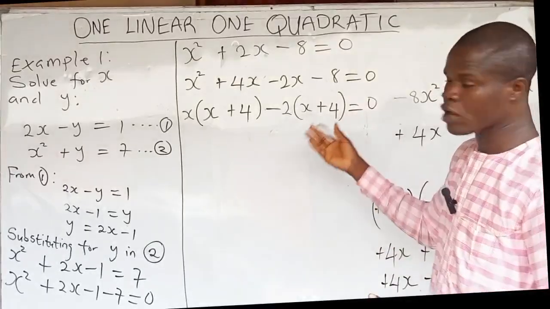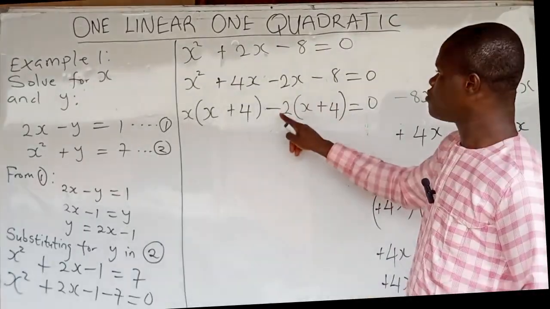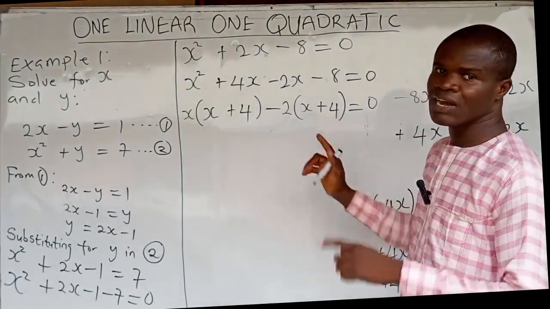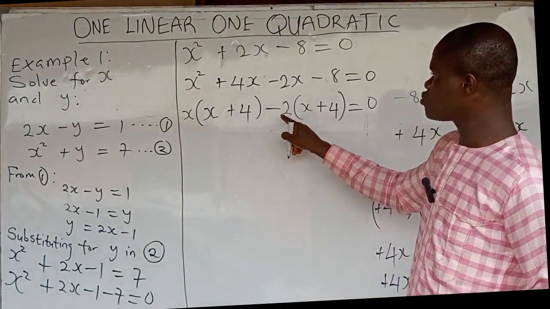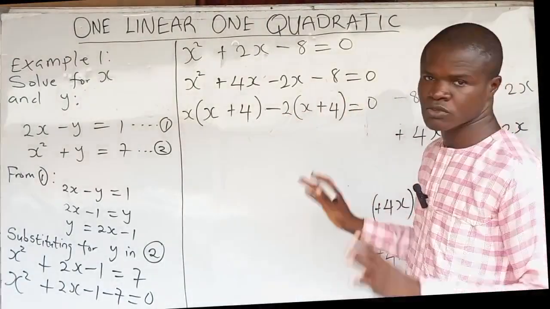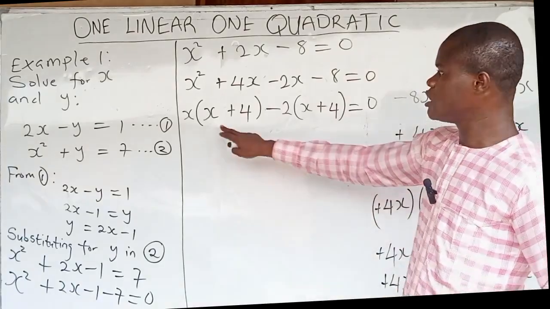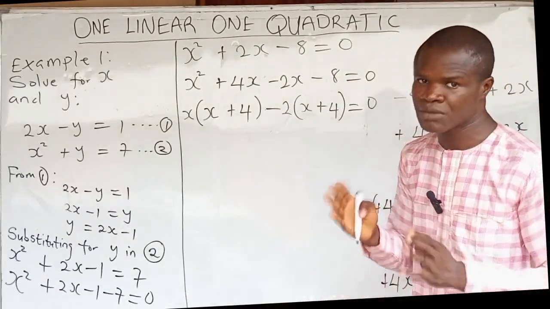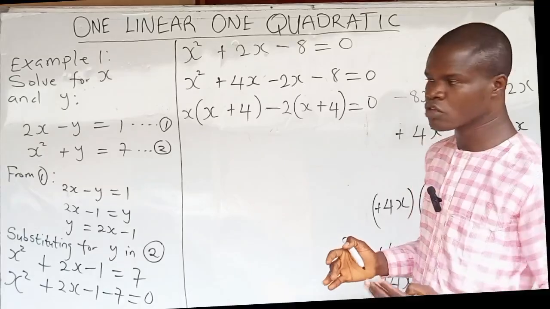Let's test if we are correct. Minus 2 times x will give us minus 2x. Minus times plus will give us minus. So if we had put minus here, it would have been wrong by now. So then 2 times 4 will give us 8. So this is perfect. One thing that will enable you to know that you are correct is this term here and this term here in bracket must be the same thing. Once they are the same thing, then you know your process is correct.